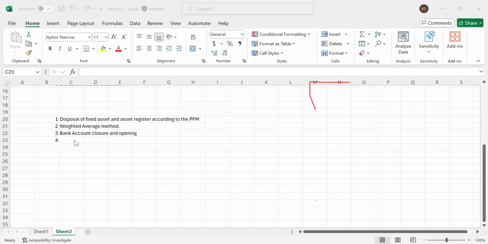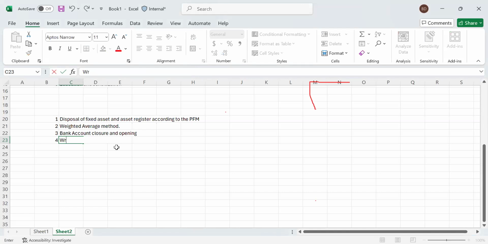So how are you going to answer this question? Based on the Public Financial Management Act, an entity cannot write off its debts without approval from where?